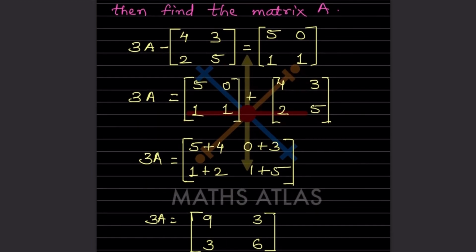So now look at here, because this is addition, what are you going to do? You are going to add this and this, this and this. This is what I wrote, 5 plus 4, 0 plus 3, 1 plus 2 and 1 plus 5. So 3A is this one. So now when you add, this will be 9, this will be 3. This also is going to be 3 and this is going to be 6.